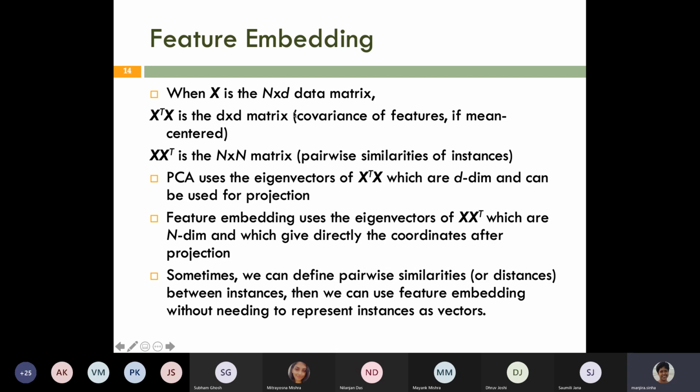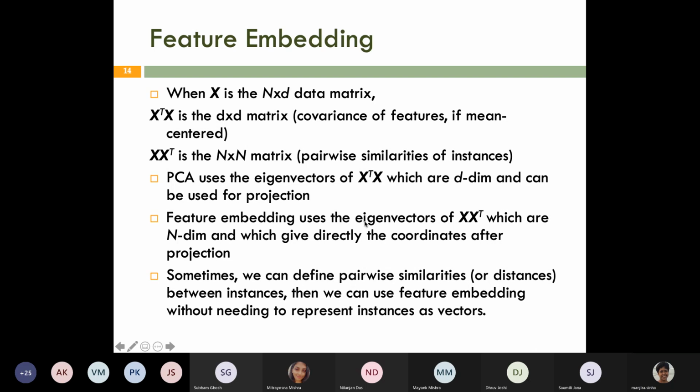So this is the difference between PCA and feature embedding. PCA is a form of feature extraction, where we are using the eigenvectors of the covariance matrix, and in feature embeddings, we are using the eigenvectors of the pairwise similarities of instances matrix.